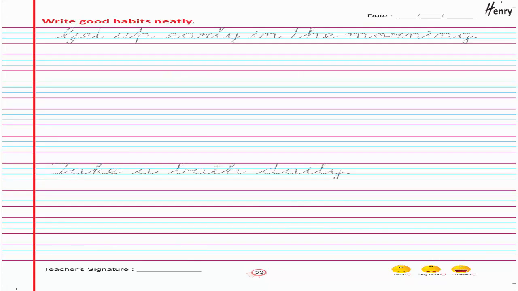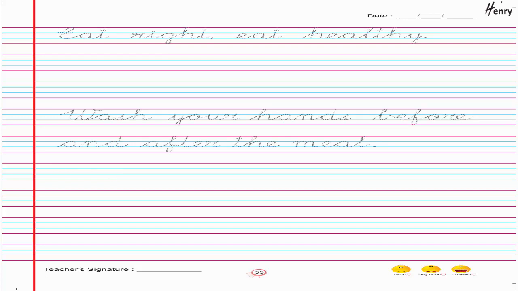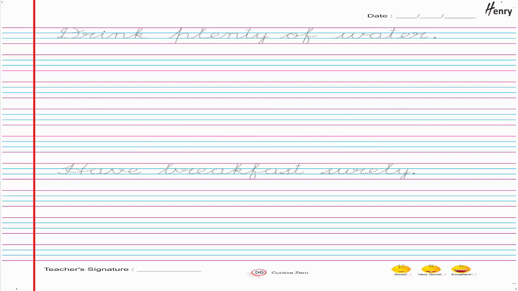Write good habits neatly. Get up early in the morning. Take a bath daily. Wear clean clothes. Pray to God every day. Eat right, eat healthy. Wash your hands before and after the meal. Drink plenty of water. Have breakfast shortly.